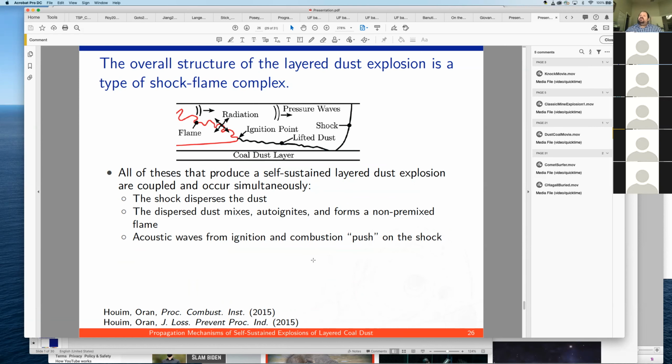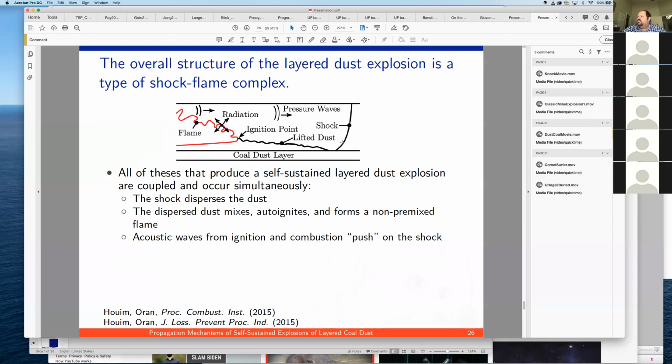But anyway, what we learned, our big take home for a layered dust explosion, provided the shock is strong enough to ignite everything, is that at least for the conditions that we simulated, you can think of a self-propagating explosion as what we call a shock flame complex. It's not a detonation, even though it's a shock-induced combustion. It is not a detonation because the shock and the flame are not moving together. The shock is moving faster than the flame.